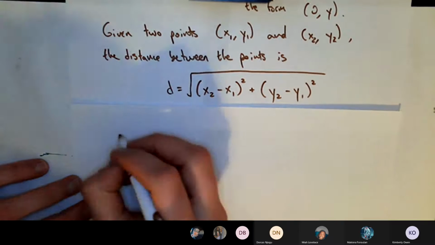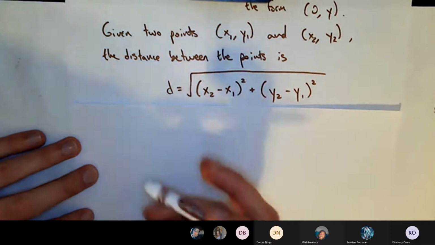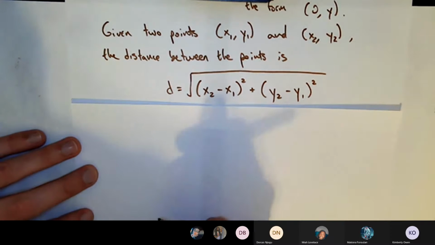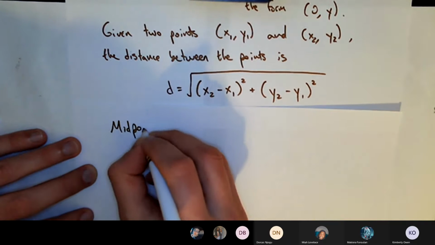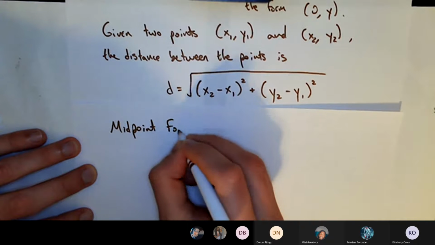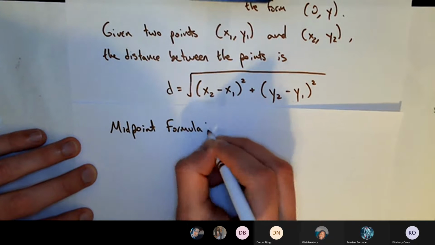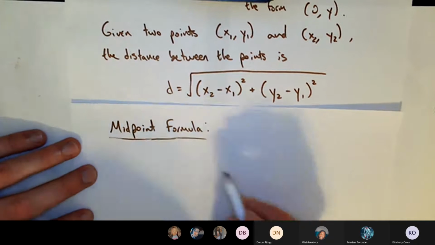The next thing we want to look at in this section, which is 1.1, so we're continuing with 1.1, is the midpoint formula.